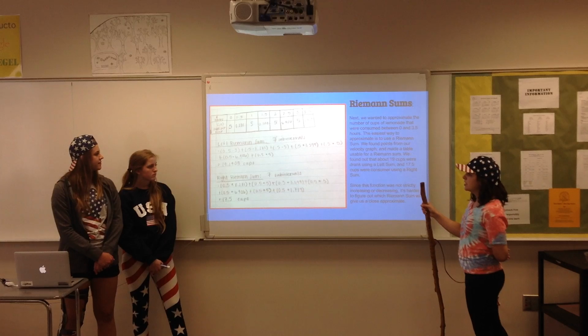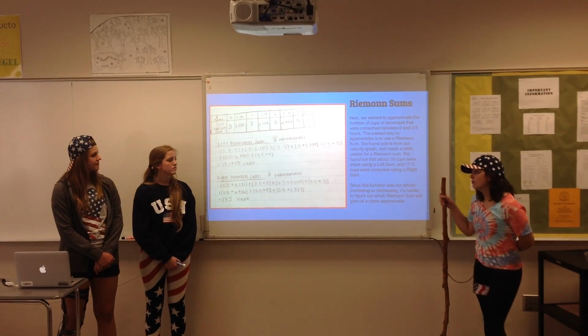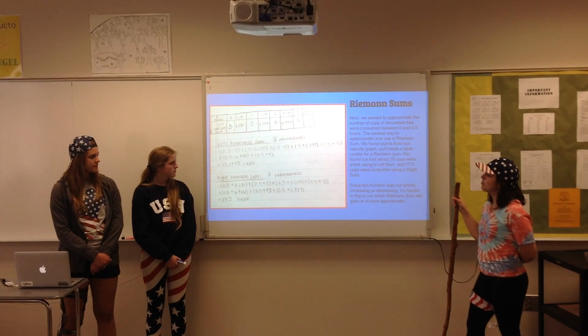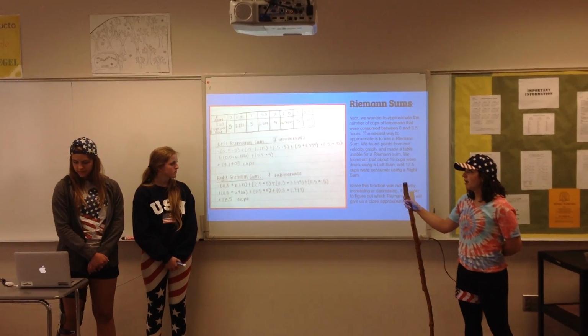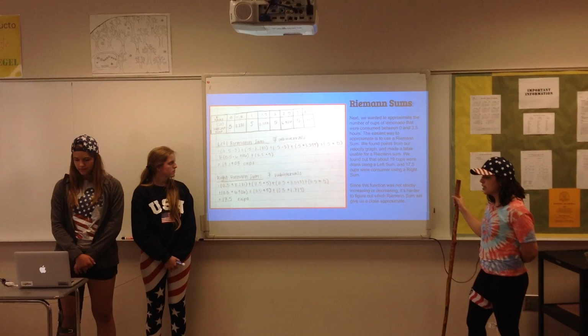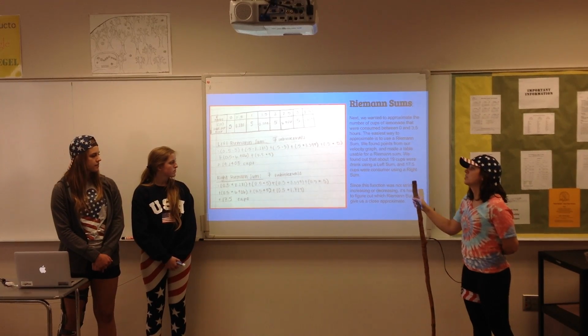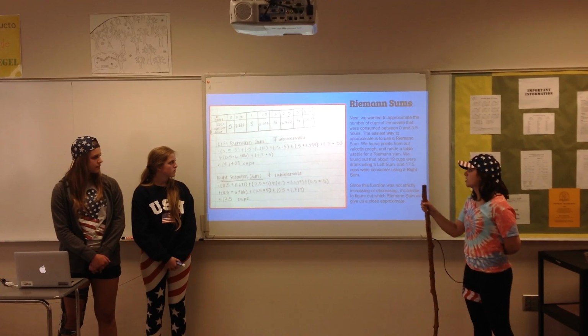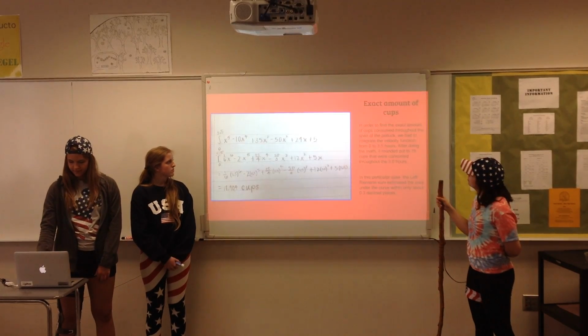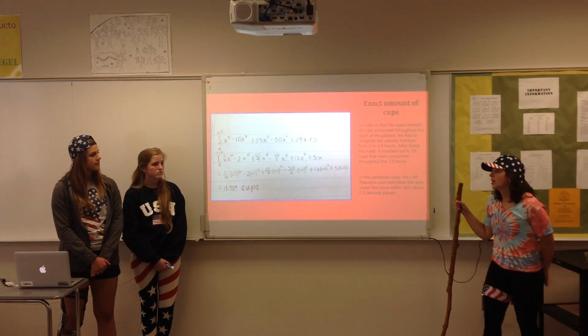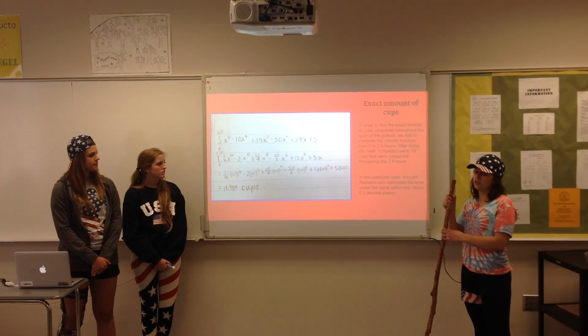With the left Riemann sum, we found that 19.141 cups were consumed. And then with the right Riemann sum, we found 17.5 cups. So looking at those numbers, it's easy to tell that the right Riemann sum ended up being the under approximation, and the left Riemann sum ended up being an over approximation.